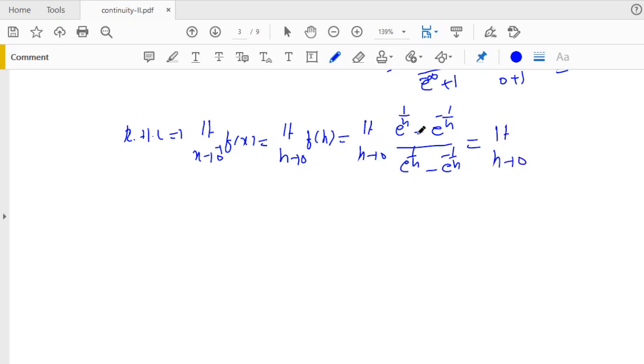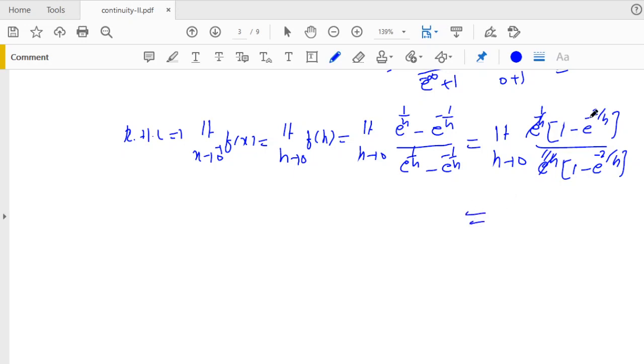If we apply the limit to this function directly, e power infinity by e power infinity is undefined. Therefore take e power 1 by h common. This value equals 1 minus e power minus 2 by h, all divided by e power 1 by h into 1 minus e power minus 2 by h. Therefore, e power 1 by h cancels. Now apply the limit value.